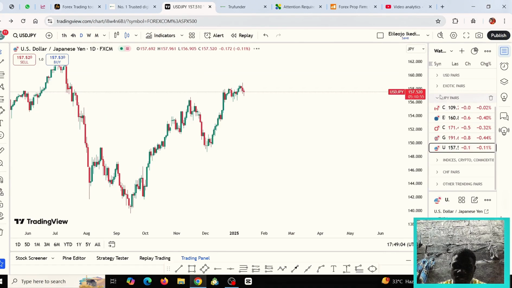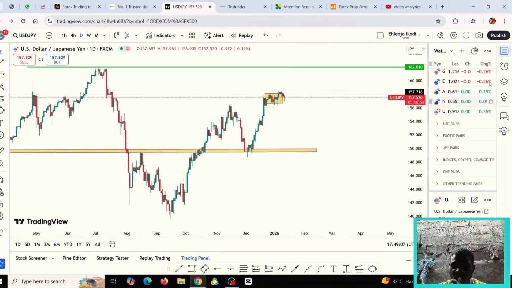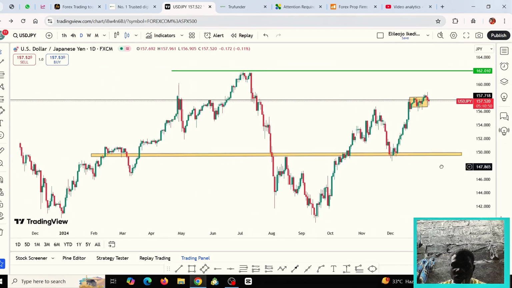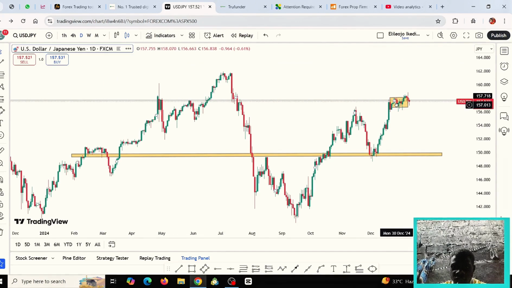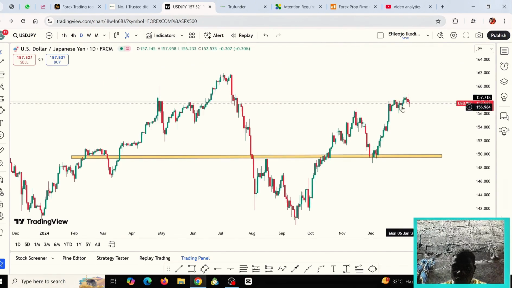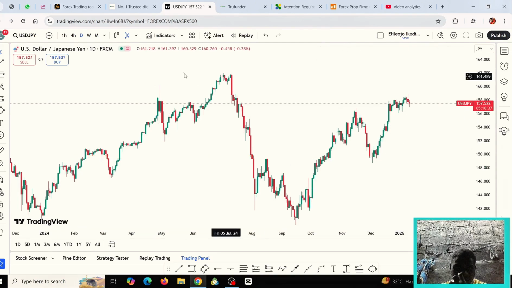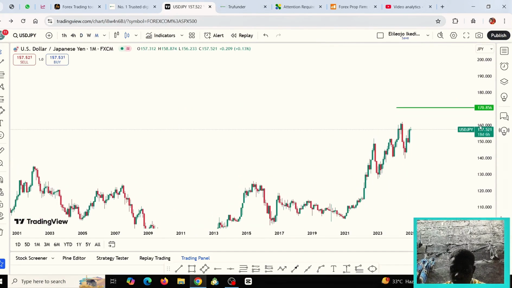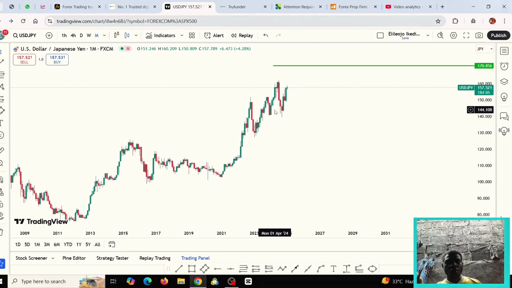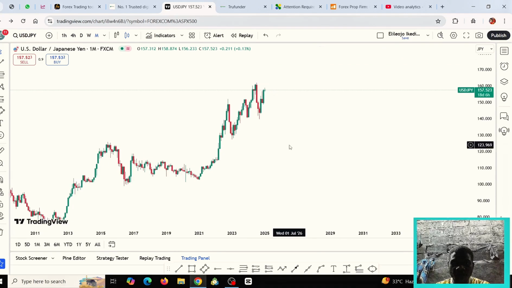Let's take a look at USD JPY. Let me delete all this so you don't get confused. Let's start from the monthly chart going. Now looking at the monthly chart of USD JPY. Oh, sorry, I forgot to remove this. Okay, good.